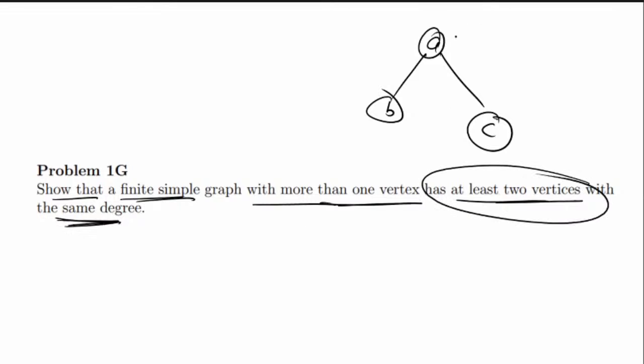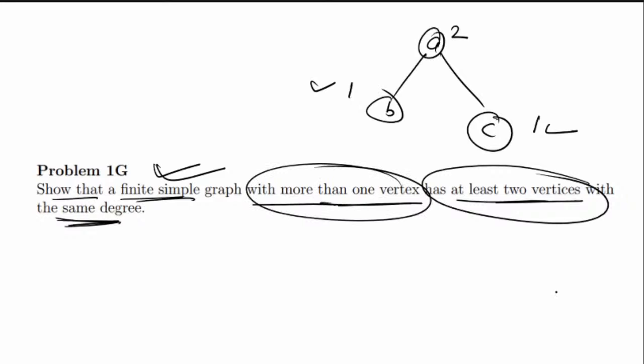In this graph you can see it has degree 2, degree 1, degree 1. You can see this vertex and this vertex have the same degree. So this is the theorem. It says that if you have a finite simple graph with more than one vertex, because of course if you have a single vertex then there is only one vertex, so you must have more than one vertex. In a simple graph with more than one vertex, you will definitely have at least two vertices with the same degree. Whatever you do, if you try to make it false, you can try.